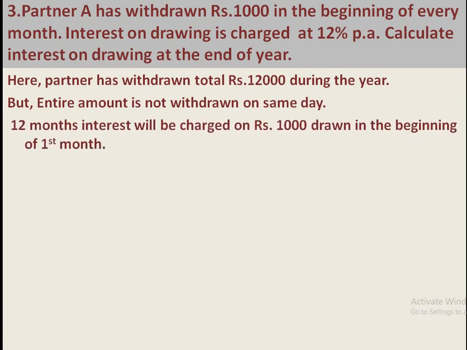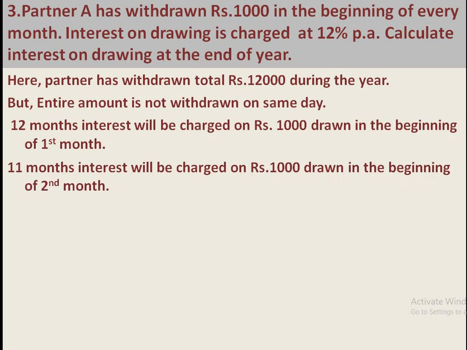12 months interest will be charged on 1,000 drawn in the beginning of the first month. Whatever amount, 1,000, is drawn by him in the beginning of the first month, on it you have to charge 12 months interest, because it took 12 months from the beginning of the year up to the end of the year. But on the amount drawn in the beginning of the second month, you have to charge only 11 months interest. You are getting it, I think, because it is drawn in the beginning of the second month.